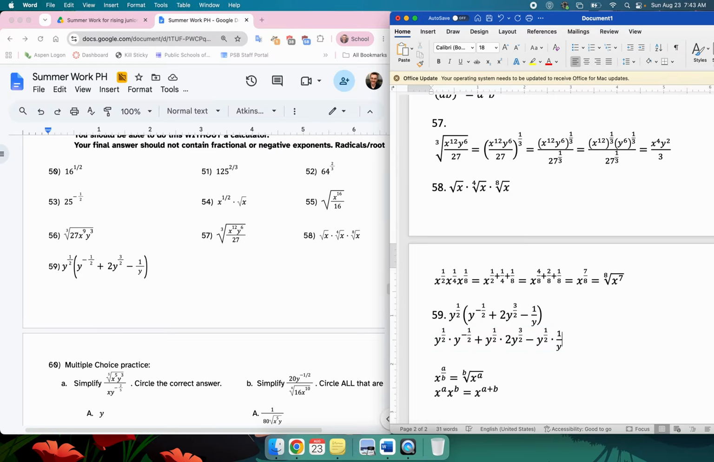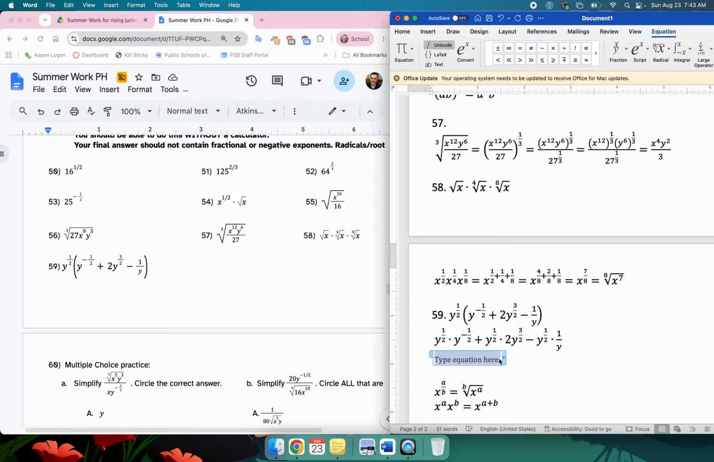So we've distributed that y to the 1/2, but how do you simplify each of these terms? Well, some of them are easier than others. This first one, obviously, you just add those two exponents together. That's y to the power of 1/2 plus negative 1/2, which is just 0. So in the next line, I'll replace that with a 1.